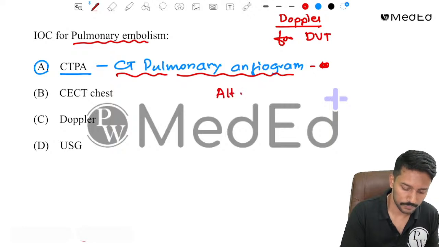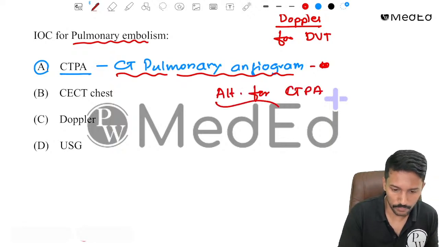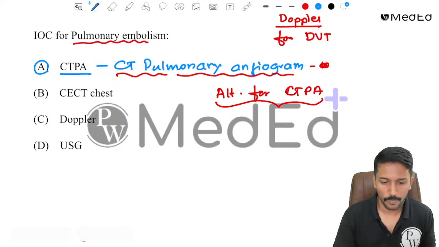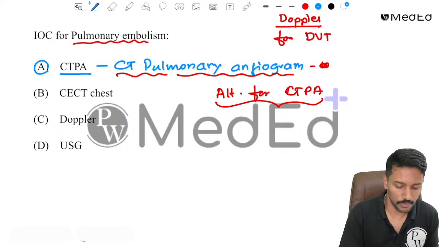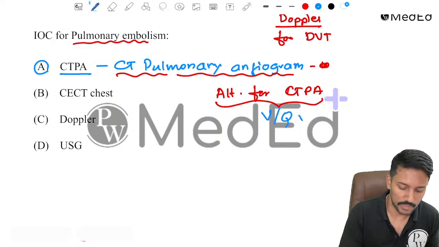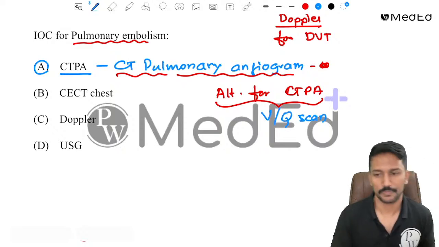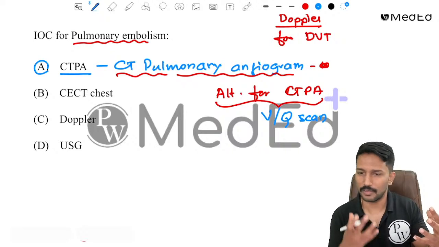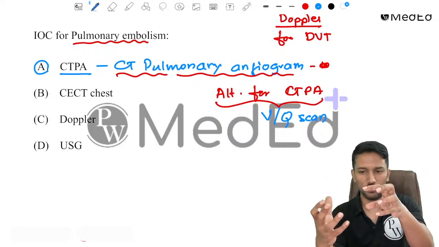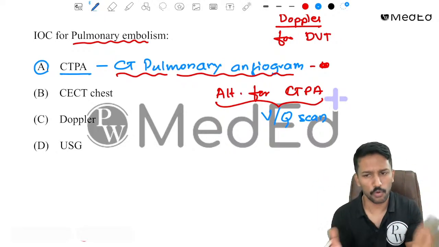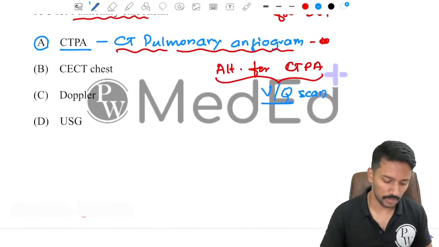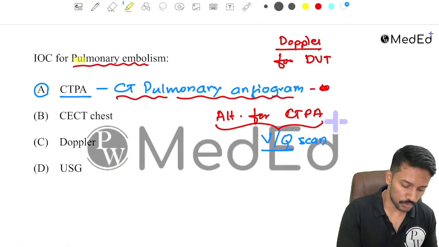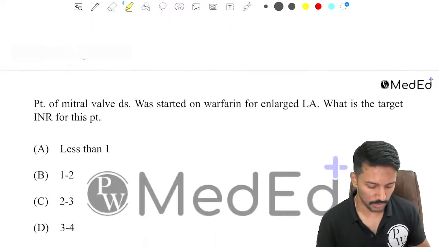Alternative for CT pulmonary angiogram. What else can we think of? Right, subgroup. So what else can you think of? Alternative, you can do VQ scan, ventilation perfusion scan. It means some area of the lung is getting good air but not getting good blood flow, meaning the blood flow to that area is blocked. The ventilation perfusion scan or VQ scan is an alternative for CTPA, but the investigation of choice or gold standard would be CT pulmonary angiogram.